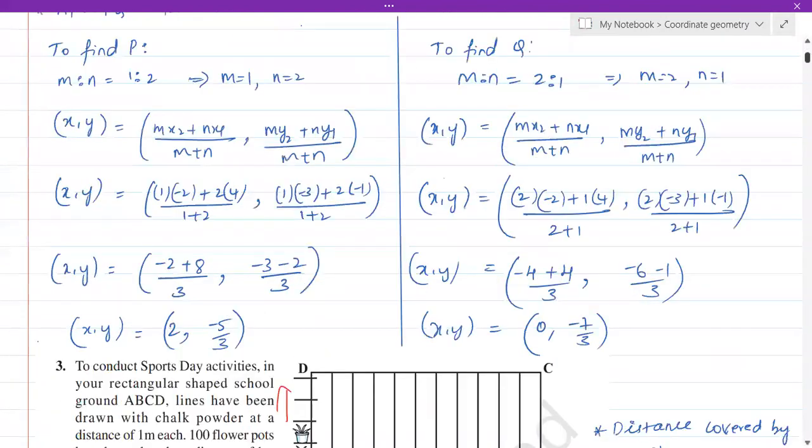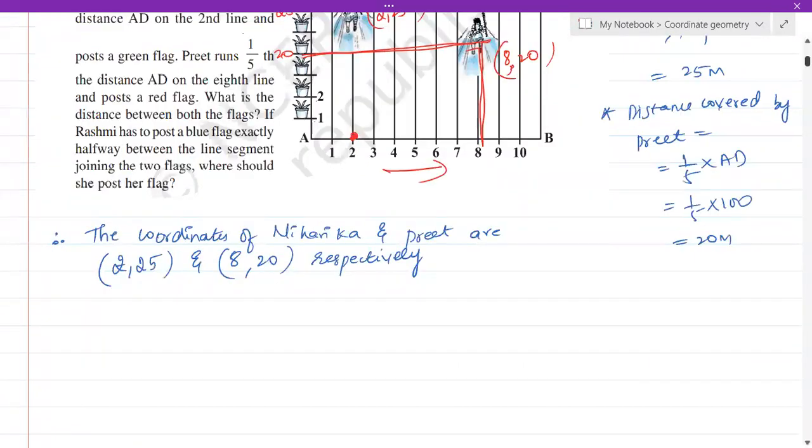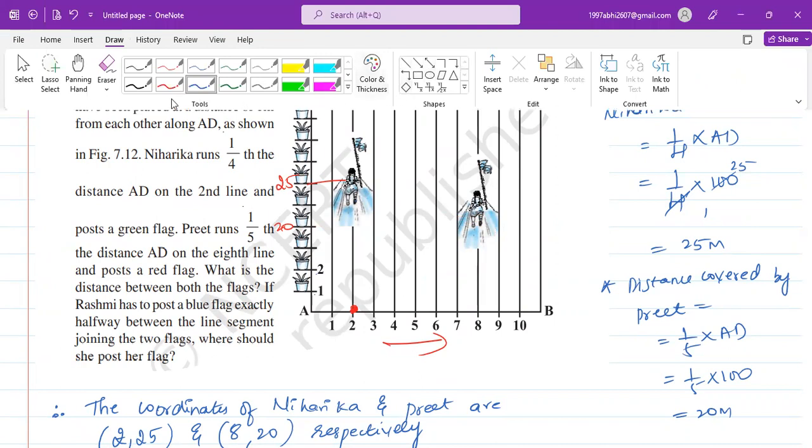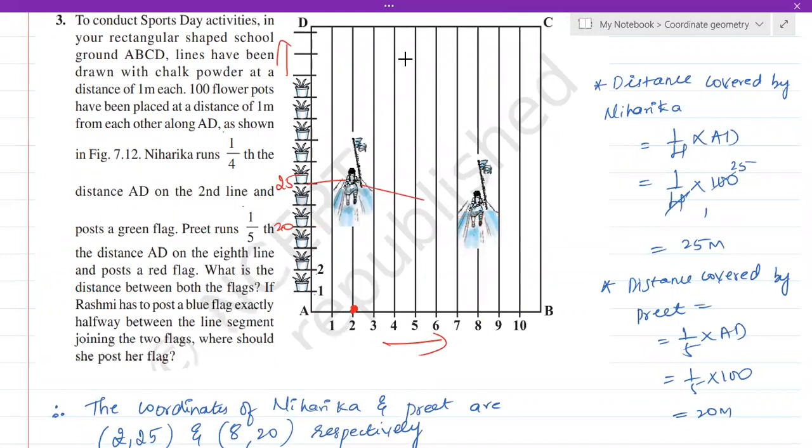What exactly should we find in this question? Let me scroll a little bit down. Here, what we have to find is, see, there is another person, Rashmika. She wants to place a flag exactly in between them. Let's say this is the line segment joining them. She wants to place the flag exactly in between. So we have to find the coordinates where she should post the flag.